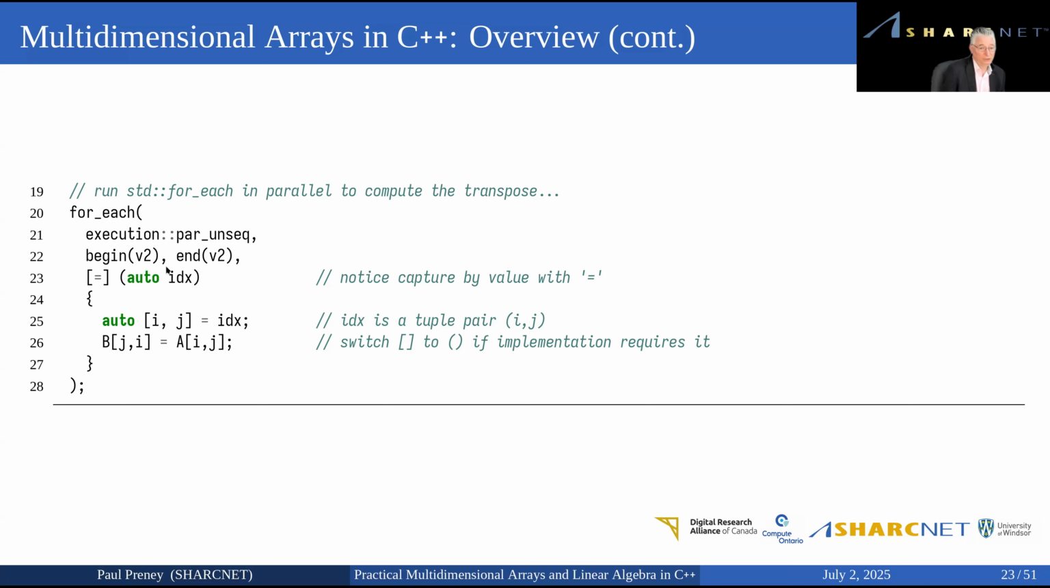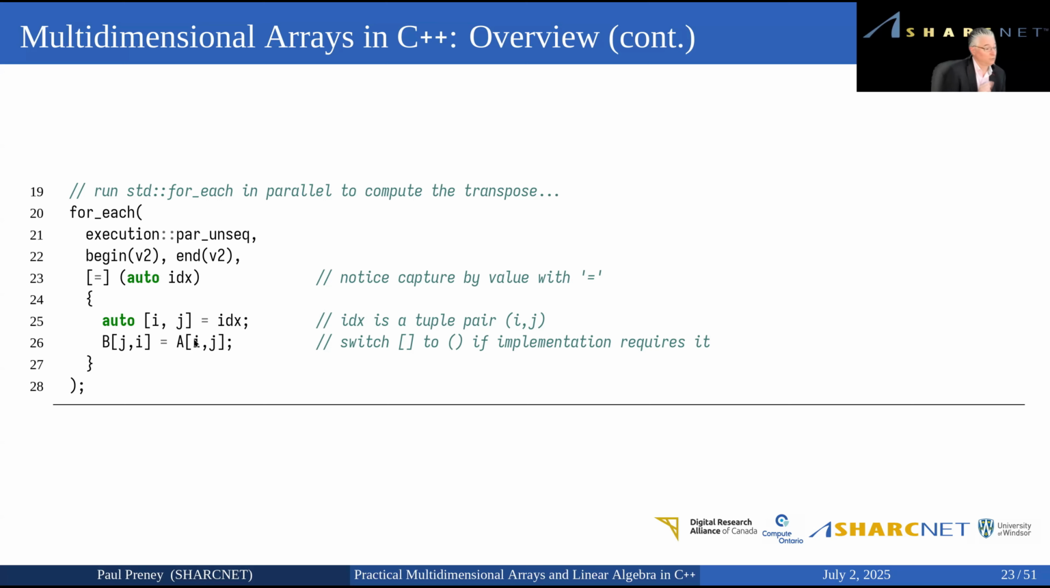So for_each, what do I want to do each time? I want to just compute the transpose of my two matrices. So B[j, i] equals A[i, j]. And if you're using the NVIDIA compiler or the round bracket way of doing it with the Kokkos implementations, just switch the square brackets here to round brackets.